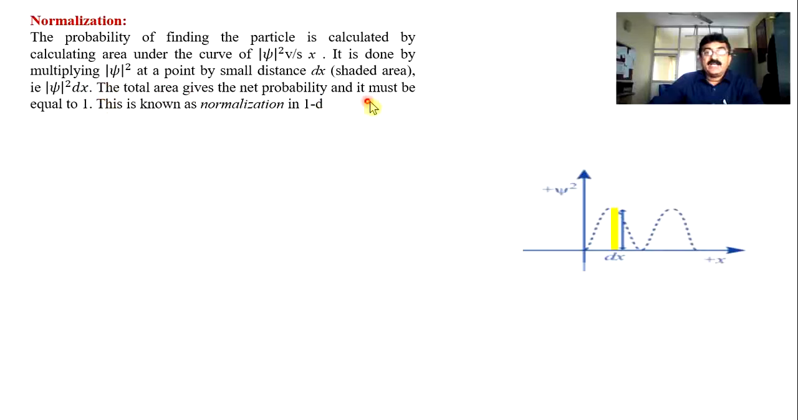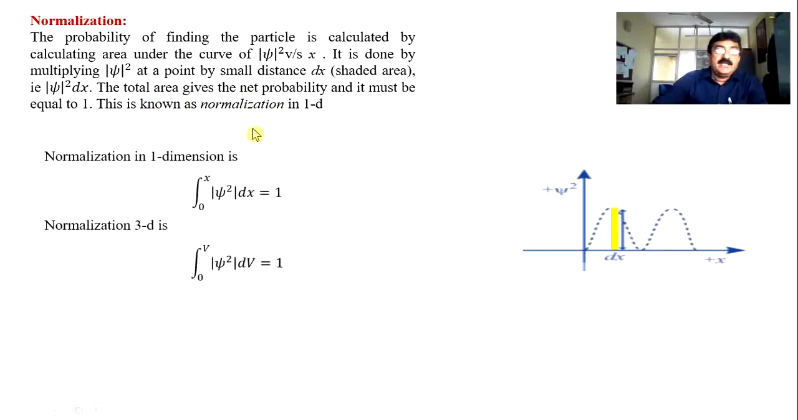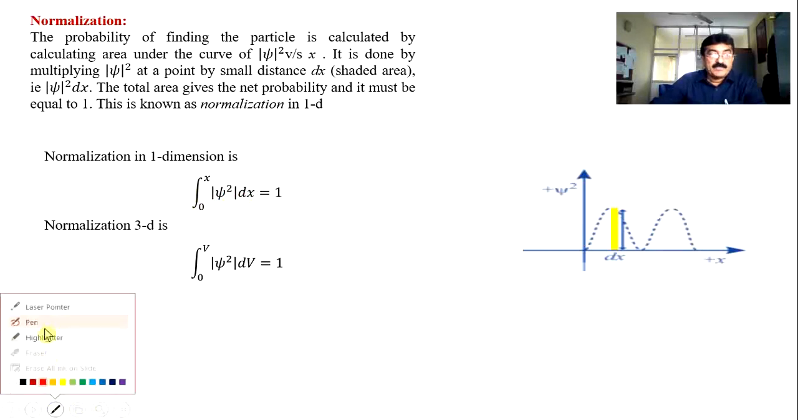The total area gives the net probability, that is from this origin to this point, the total area, and that must be equal to 1. So this totaling process is known as normalization. That means the integral of psi square dx, the psi square must be outside the modulus. Totaling of psi square dx over the range of 0 to x is nothing but normalization.